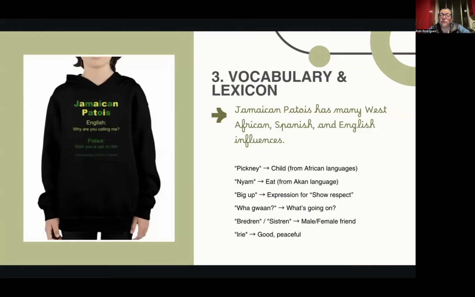Then we're going to continue with the vocabulary and lexicon. Jamaican Patois has many West African, Spanish, and English influences. For example, they have the word "pickney" for child, from African languages. "Nyam" means eat, from the Akan language. "Big up" is an expression to show respect. "Wagwan" means what's going on. "Brethren" and "sistren" mean male or female friend. "Irie" means good or peaceful.